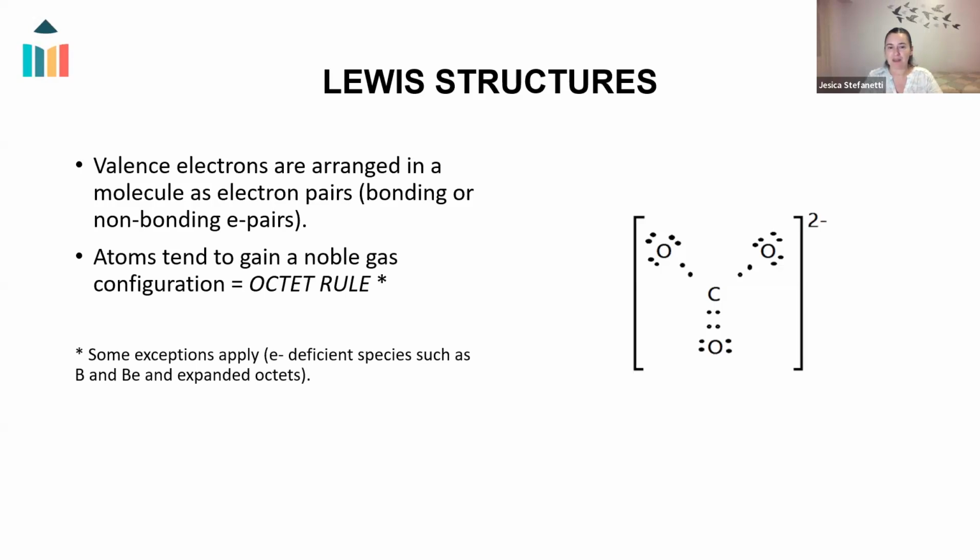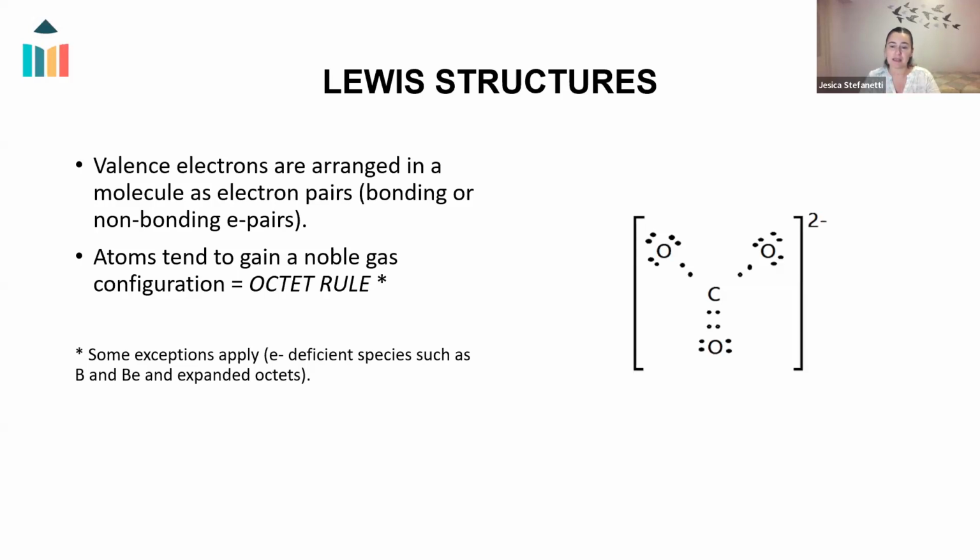As I mentioned before, in terms of the exceptions, it's a good idea to remember that boron and beryllium are 2 exceptions that tend to be electron deficient, meaning they have less than 8 electrons around. Beryllium can be stable with 4 electrons around, and boron can be stable with 6. And then we will see some cases where there are expanded octets, meaning that some elements can reach more than 8 electrons around.